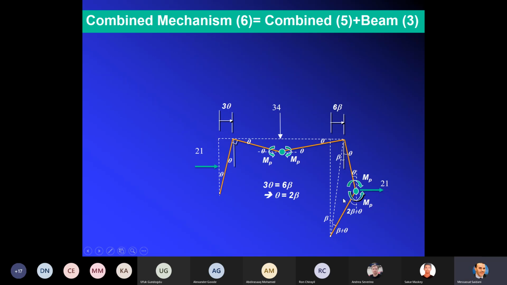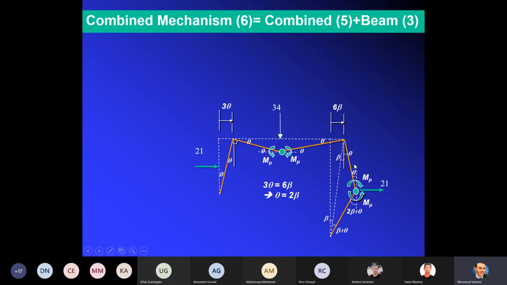This beam mechanism here, we have symmetry, so this angle is theta plus beta, and this one here is also theta plus beta. So the total angle for this part of the column with the vertical line is 2 beta plus theta, 2 beta plus theta, okay?